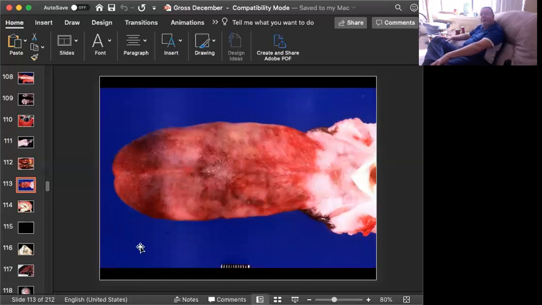Okay, slide number 9 is tissue from a dog. Can you give me a morphologic diagnosis and a cause?